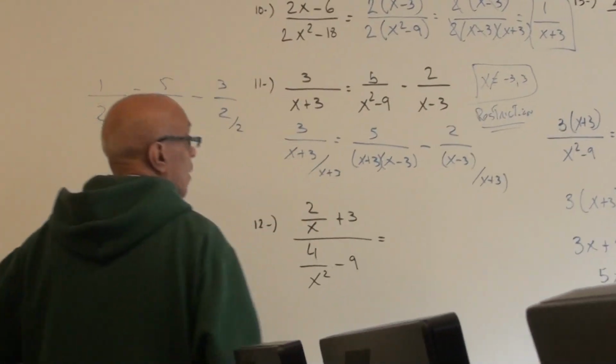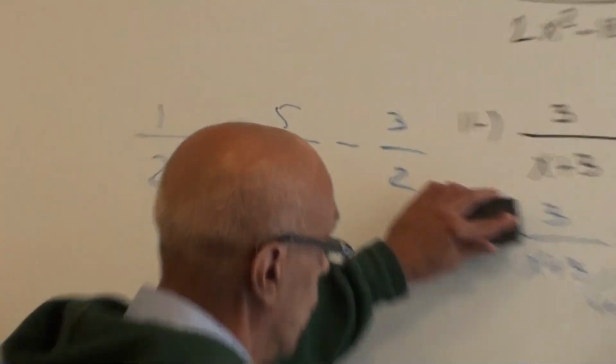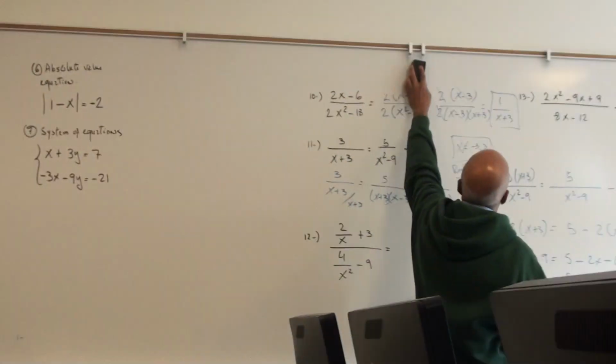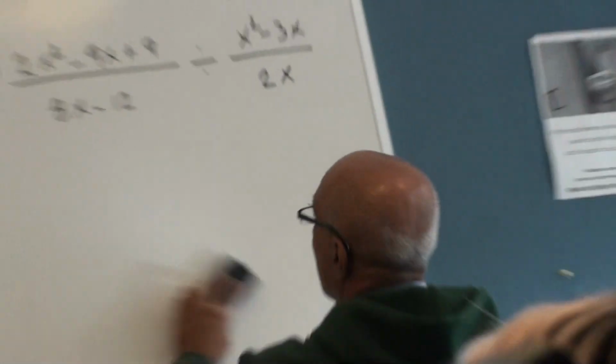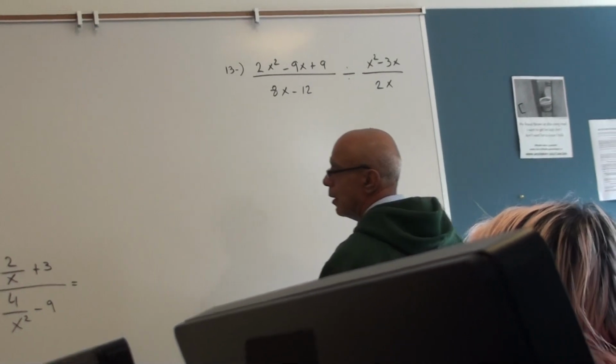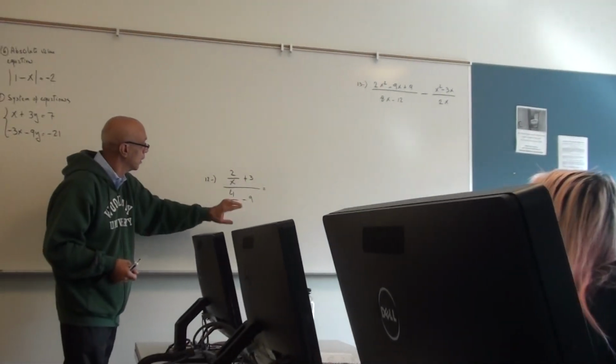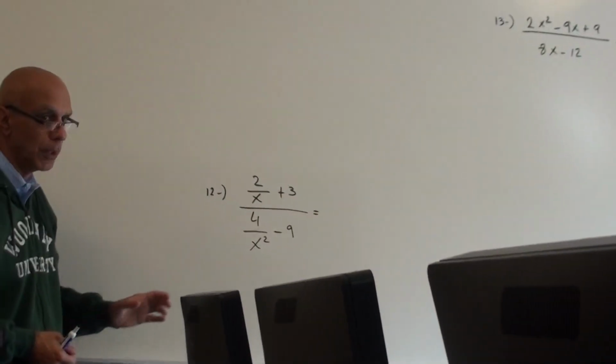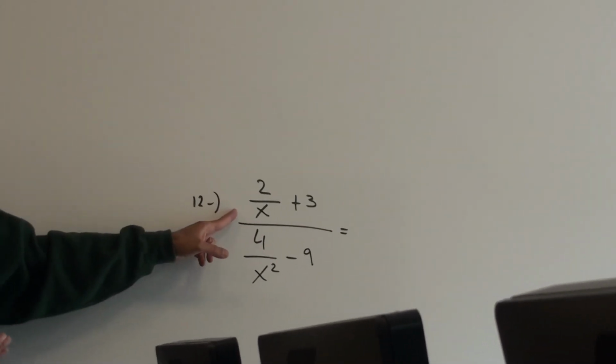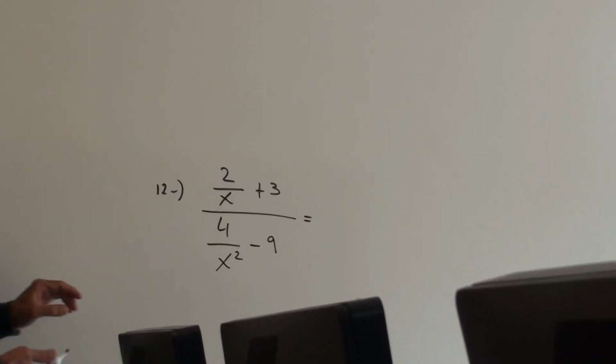Okay, so let me erase all this. So we move to the next problem. Okay, so now we have again a fraction plus a number, another fraction here. How are we going to solve this? Again, we need to find a common denominator. What is the common denominator here?